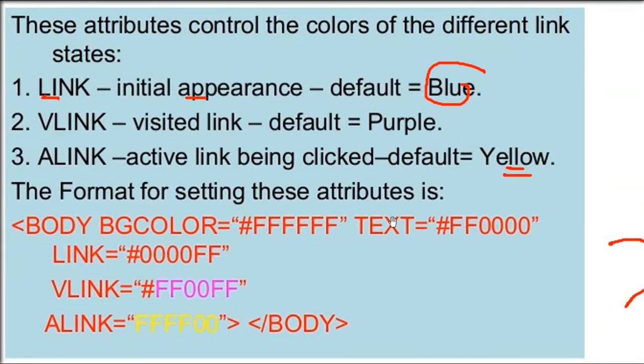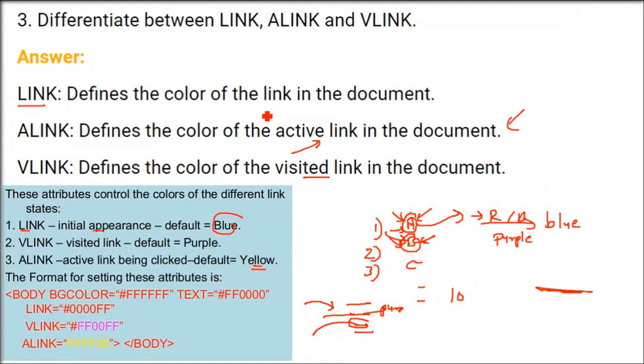So let me give you an example, body bgcolor. Now you have given link, vlink and alink. Basically you have given colors. So link you have specified by some color, say blue, vlink red, and alink yellow. I am just saying that you can change the color, the colors are not fixed, you can change them anytime.